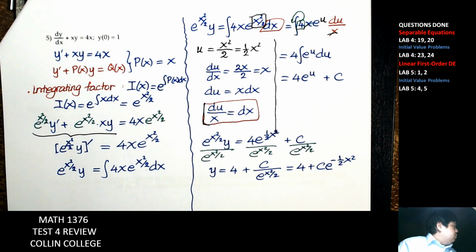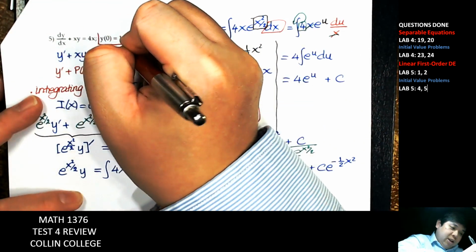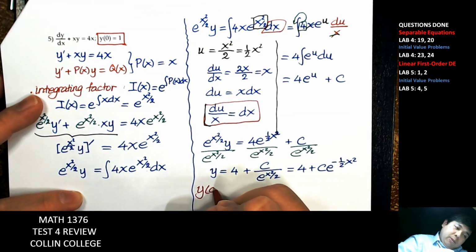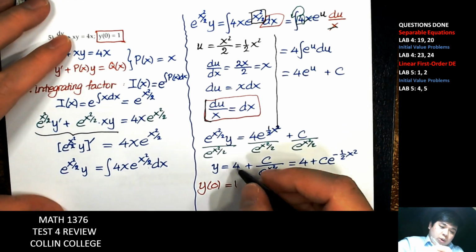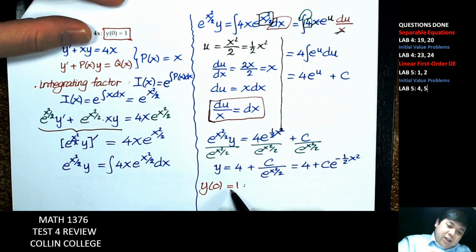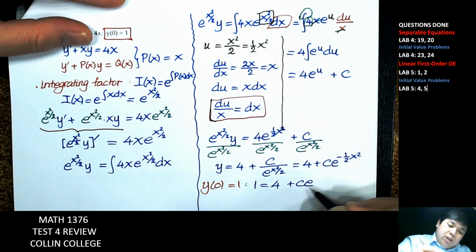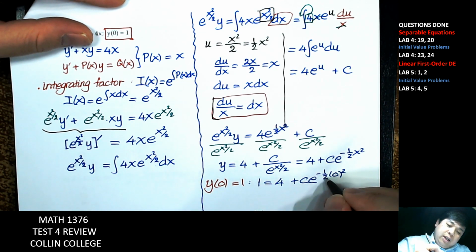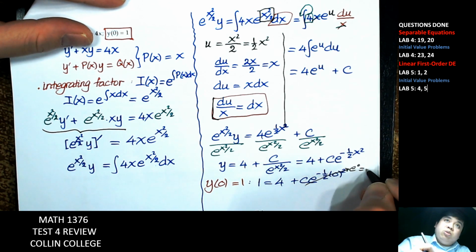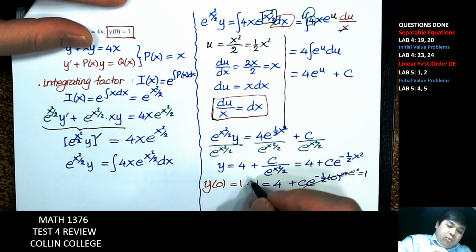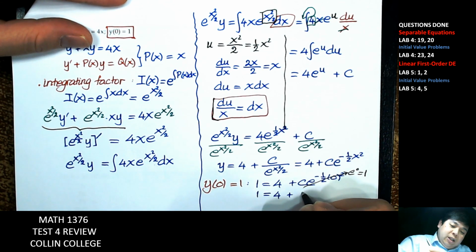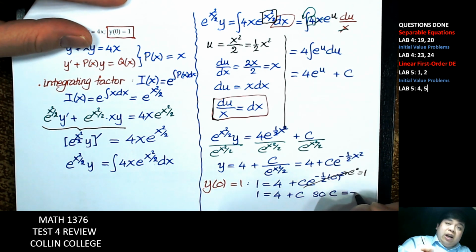Of course, we're not done. We still have this. So when x equals 0, y equals 1, so 1 equals 4 plus c e to the negative 1/2 times 0 squared, and e to the 0 power is just 1. So we have 1 equal to 4 plus c. So c is negative 3.